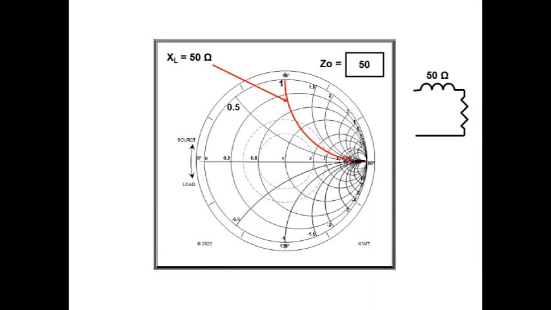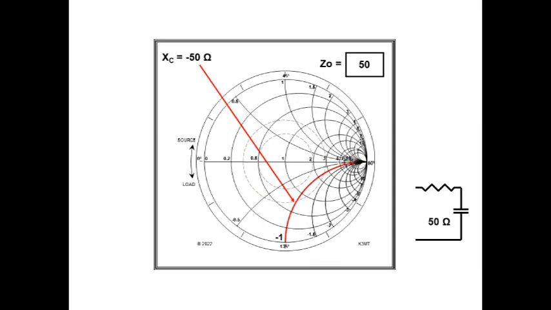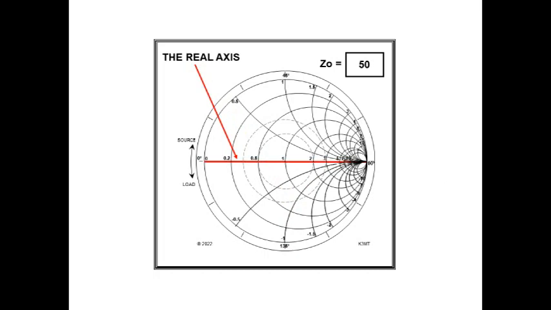Negative reactance, from capacitance, plots on the arcs below the horizontal line. 25 ohms negative plots on this arc, and negative 50 ohms here. Any other negative, or capacitive reactance can be plotted similarly. The horizontal line is a case of no reactance. It's called the real axis.